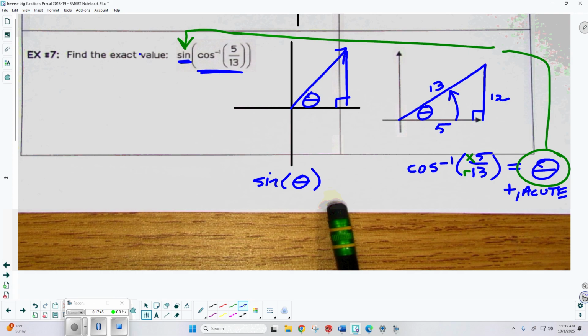Now, for us to get around this problem and get a solution, if we don't know what the answer to the first function is, we're going to believe that the 2 triangles are identical. So I'm going to reproduce it. So I got a 5, I got a 12, I got a 13. Sine is y over r. So what's the y over the r? 12/13. That's the answer to your composition.